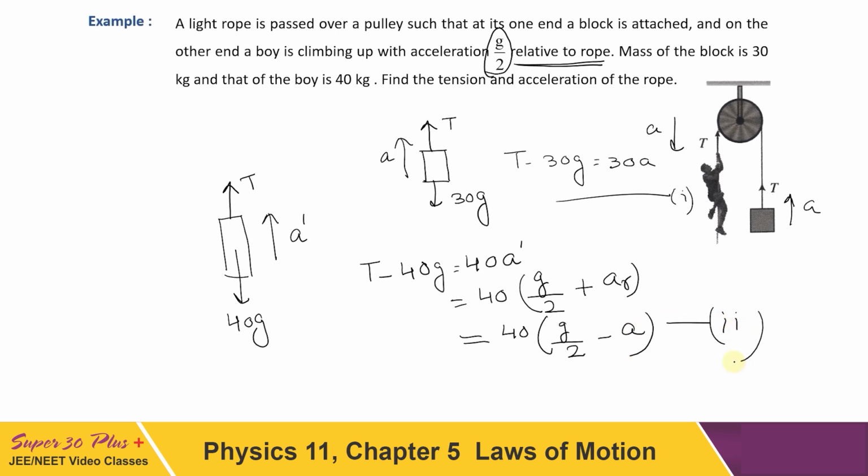Equation 1 and equation 2. On solving, we will get T equal to 300 g by 7 Newton and a will be 3 g by 7. So these are the values of tension and acceleration of the rope. This has to be in downward direction.